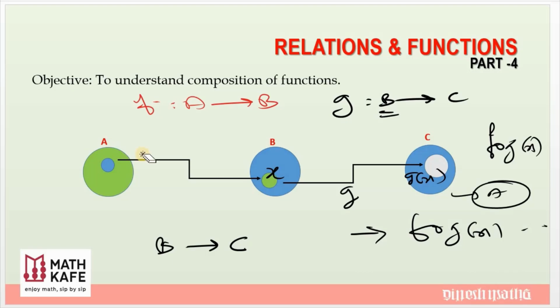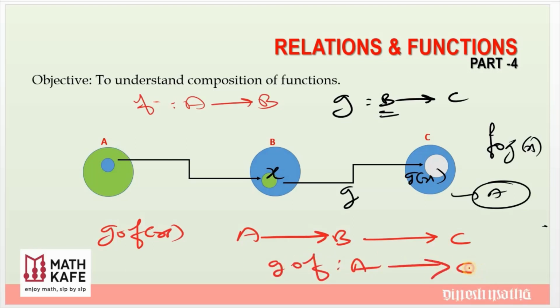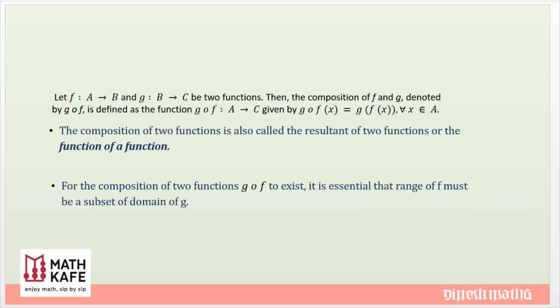See, in the first case, what we have taken as g of f of x was well defined because I have taken x from A, and my journey started from A, and I reached B, and then B is the stopover or transit, and from B to C I can clearly travel because g is from B to C. A to B and B to C, that is why g composition f is defined from A to C. That is the function. So let f from A to B and g from B to C be two functions.